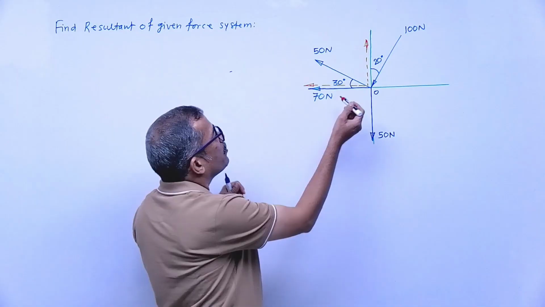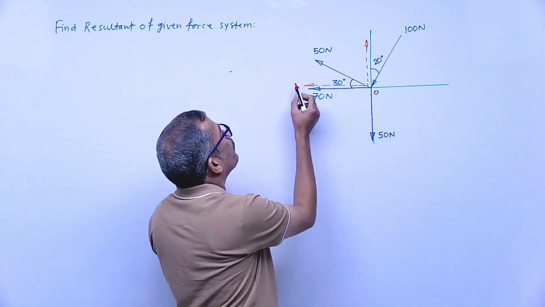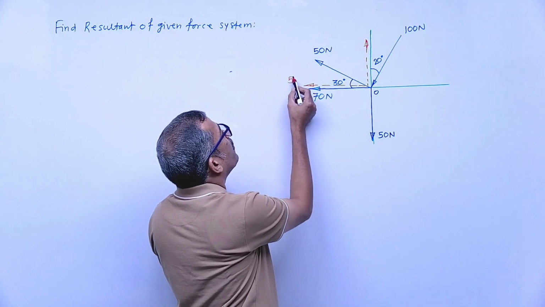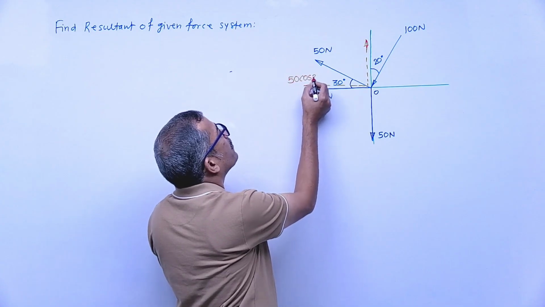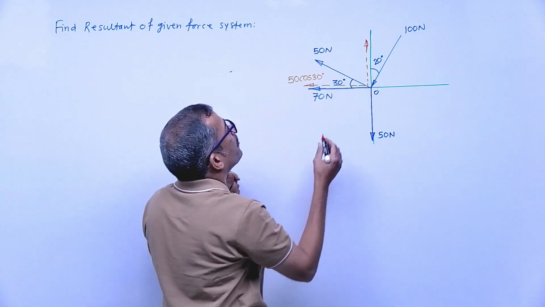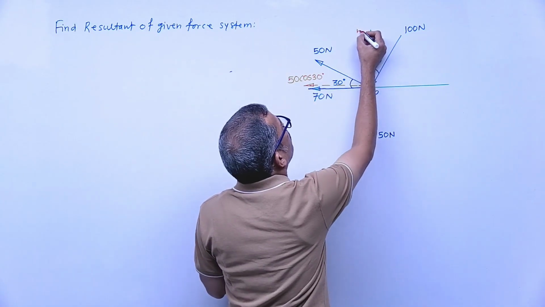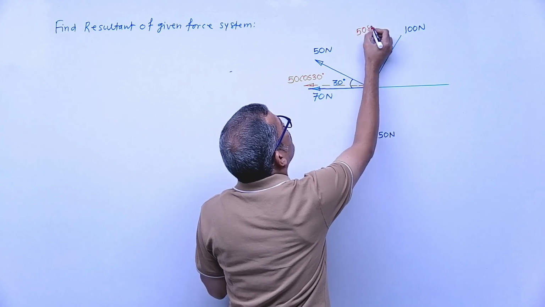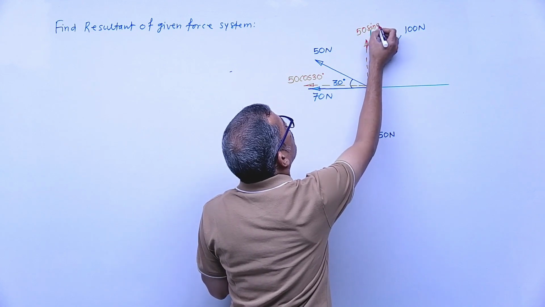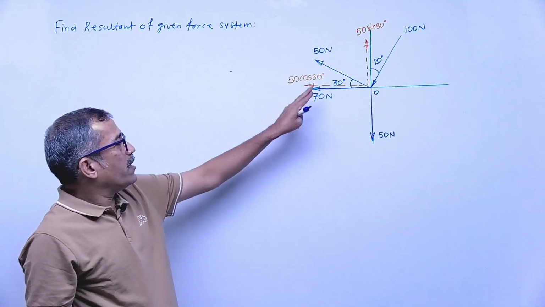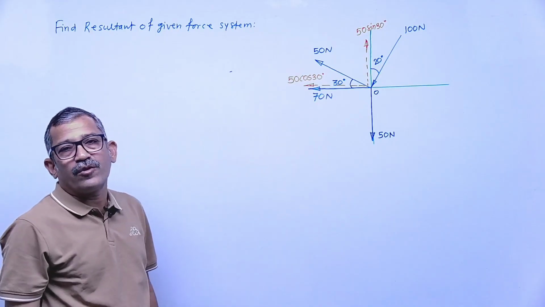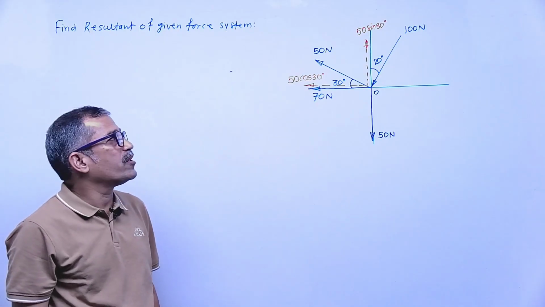The angle is given with horizontal, so the horizontal component is the cos component: 50 cos 30 degrees. The vertical component is 50 sin 30 degrees, correct? The angle is given with horizontal, so horizontal component is cos and vertical component is sin.